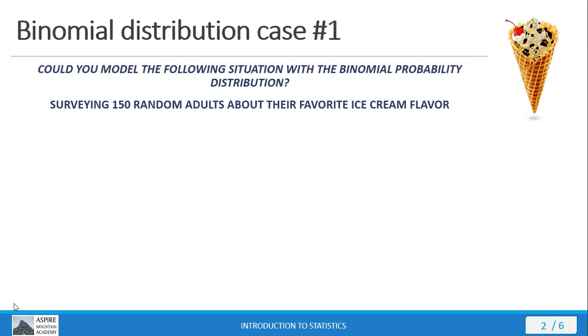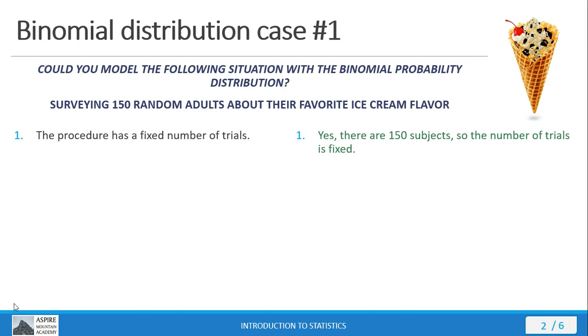So our first example here is surveying 150 random adults about their favorite ice cream flavor. Could we model this situation with the binomial probability distribution? Well, do you remember what the requirements are for the binomial distribution? The first requirement is that the procedure has a fixed number of trials. Do we have a fixed number of trials here? What say you? Yes, we do have a fixed number of trials.